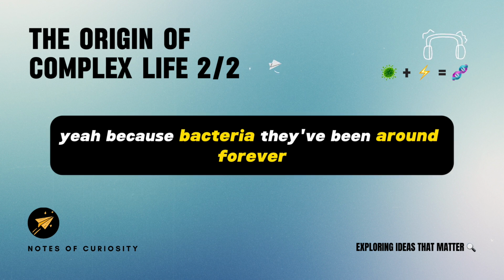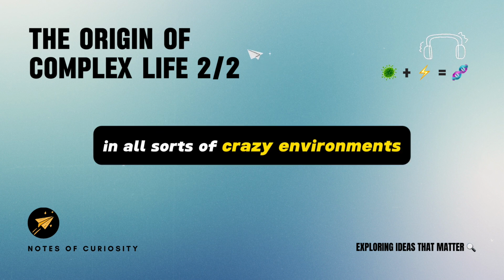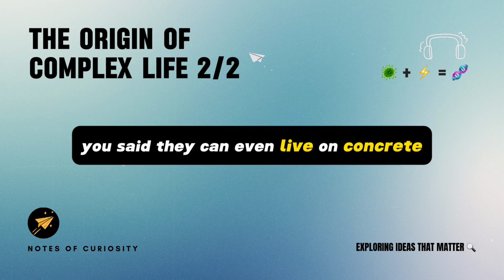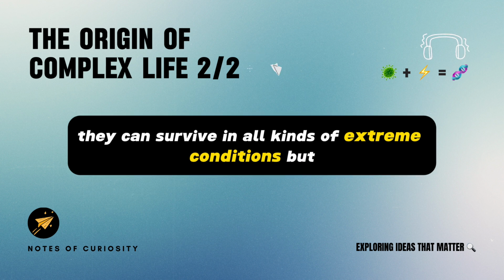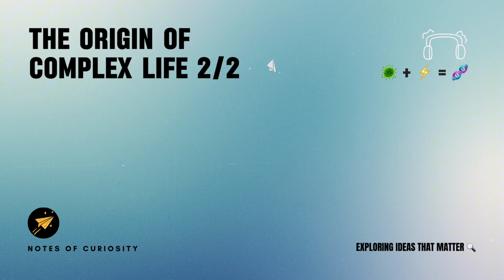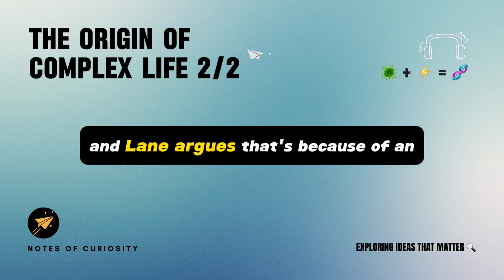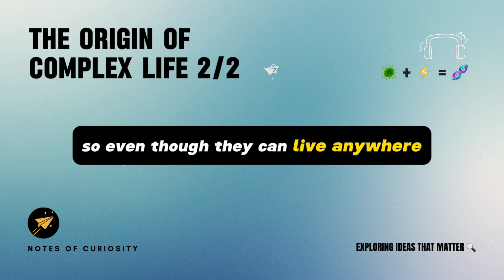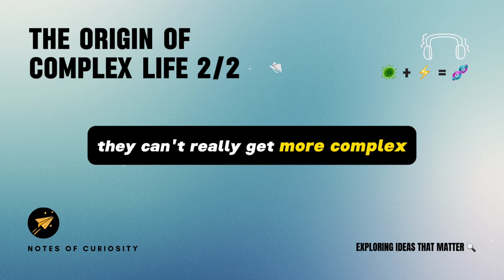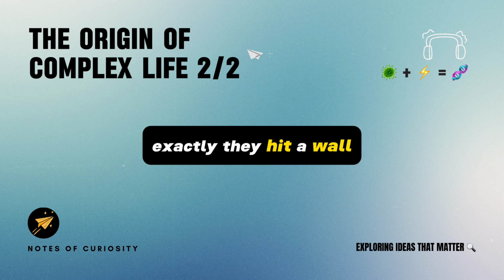Yeah. Because bacteria, they've been around forever, billions of years, and they're everywhere, in all sorts of crazy environments. You said they can even live on concrete. Yeah, they're amazing, super adaptable. They can survive in all kinds of extreme conditions, but they're simple. Structurally, they've stayed simple, and Lane argues that's because of an energetic bottleneck, a fundamental limit. So even though they can live anywhere, they can't really get more complex because of this energy issue. Exactly, they hit a wall.